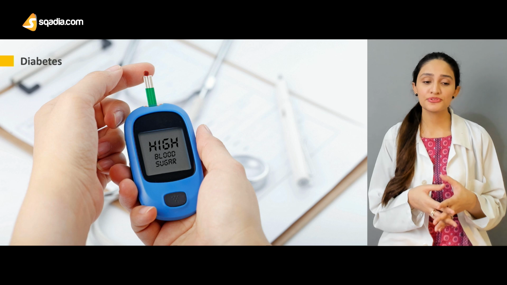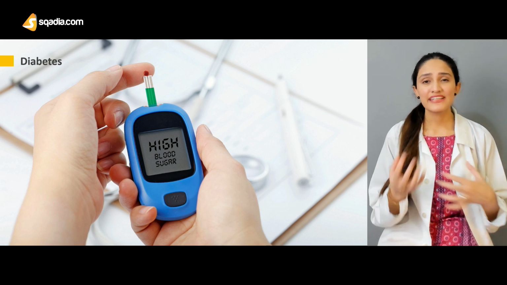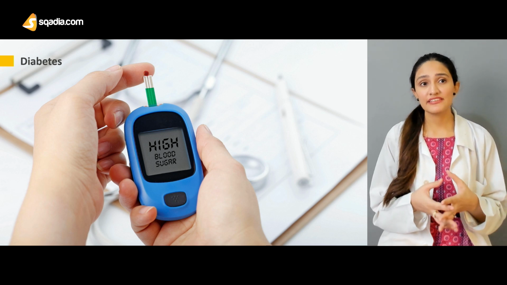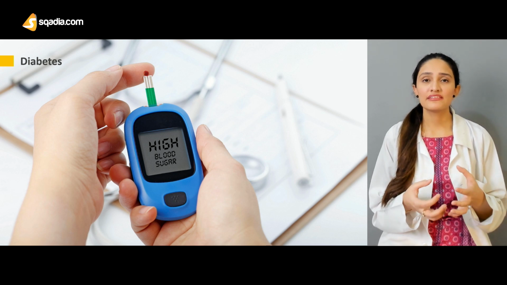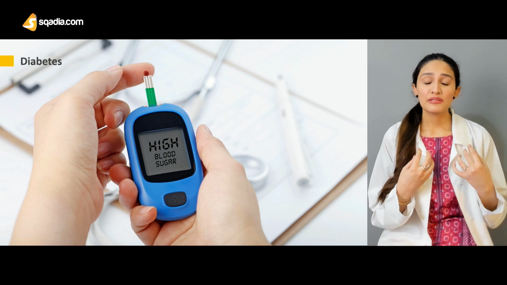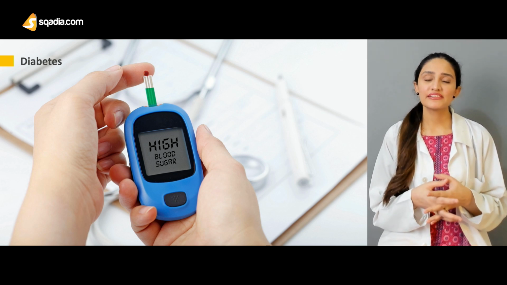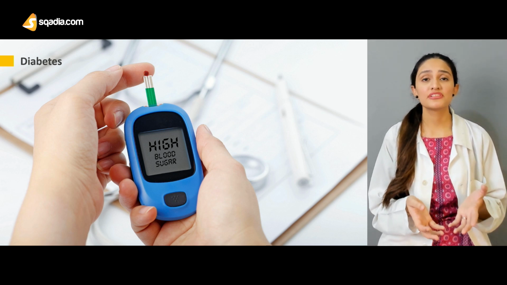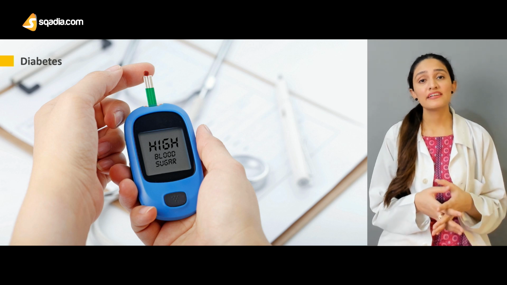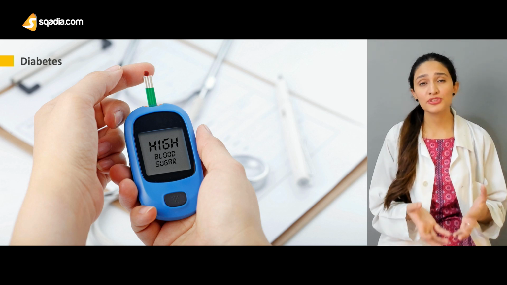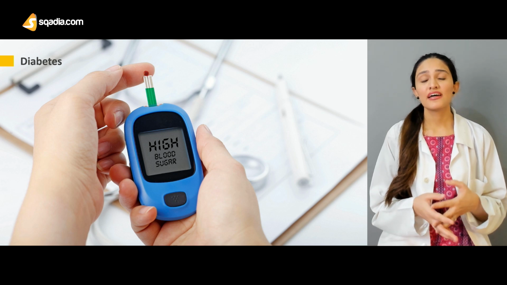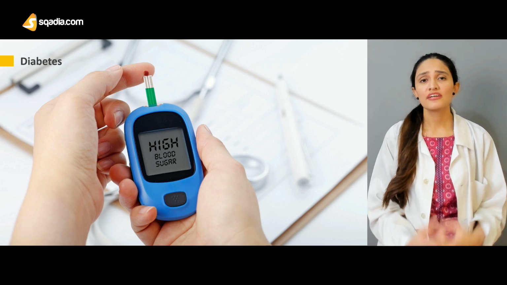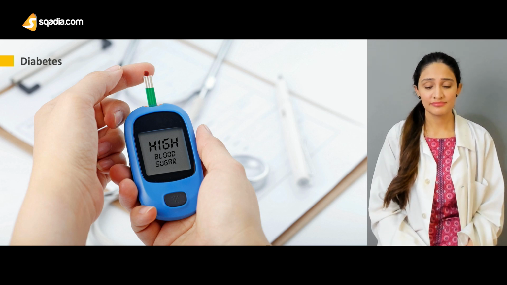Chronic exposure to hyperglycemia and glycemic variability and resultant oxidative stress, in a genetically prone individual, can result in acute complications that include diabetic ketoacidosis or hypoglycemia, and it can also result in long-term chronic complications such as microvascular complications and macrovascular complications. We'll be talking about those in detail.